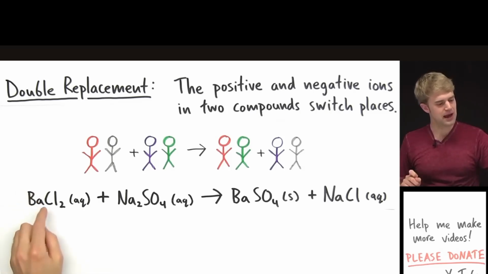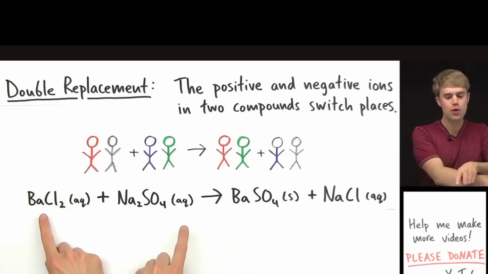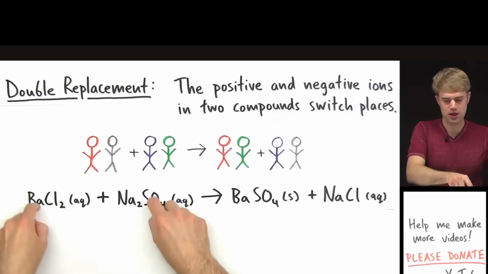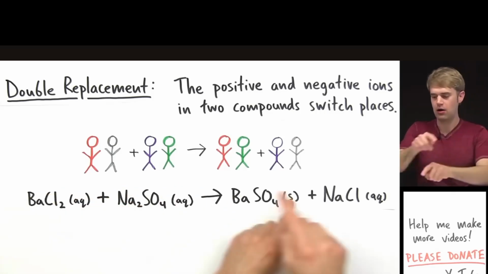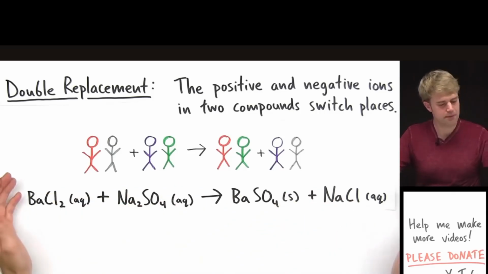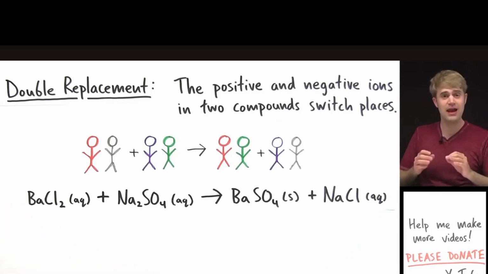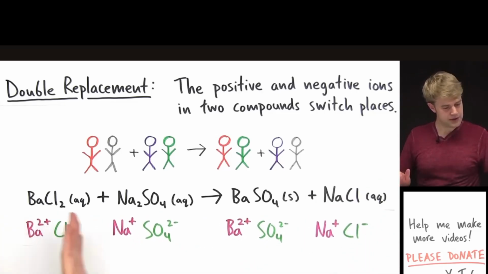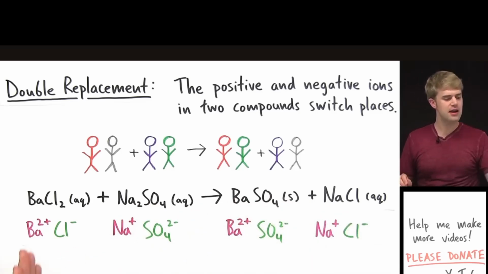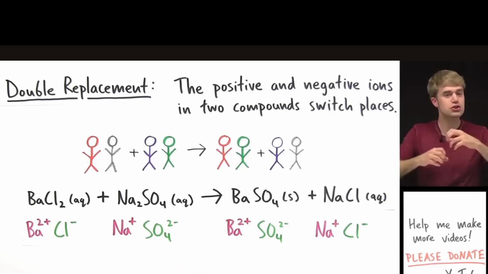We start out with Ba and Cl together, and then Na and SO4 together, and they just switch places. So Ba ends up with SO4, there it is, and Na ends up with Cl. All of these compounds are ionic, which means that we can break them down into the positive and negative ions that they're made up of. So here, the positive ions are in purple, and the negative ions are in green. And as you can see, the positive and the negative just switch places.